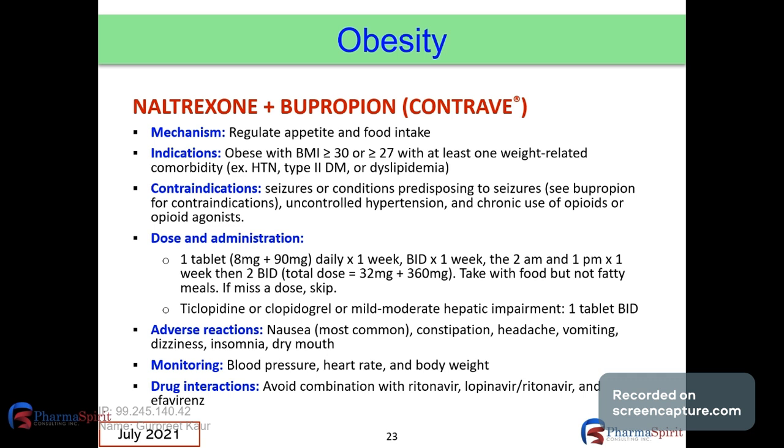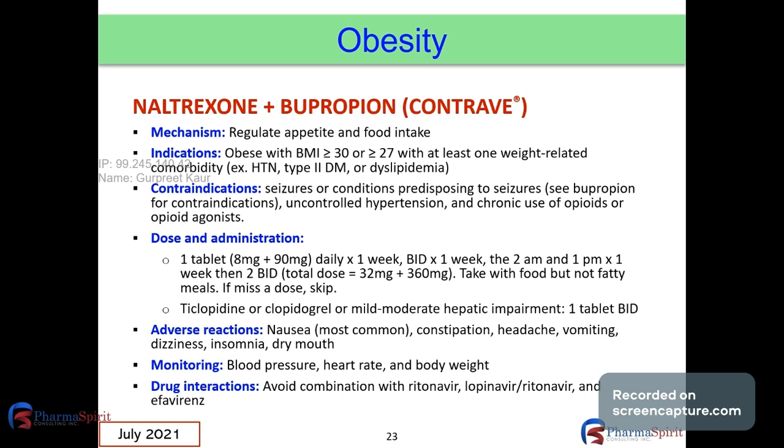These are the centers responsible for the rewarding system. This is when someone feels good after eating. So by regulating the mesolimbic dopamine pathway, this combination will control the pleasure feeling associated with the food intake. Contrave, in terms of indications, is a medication used for obesity.